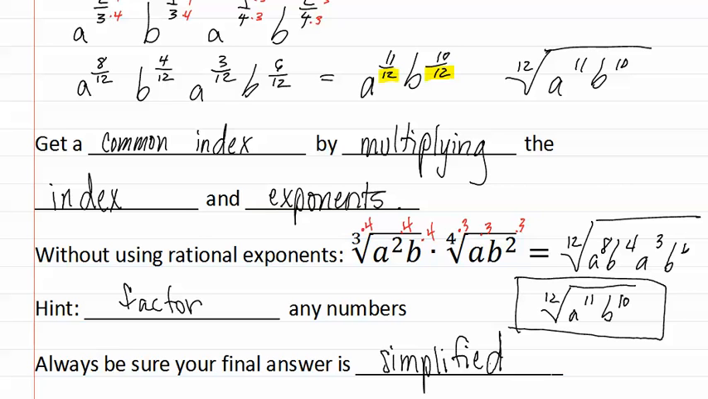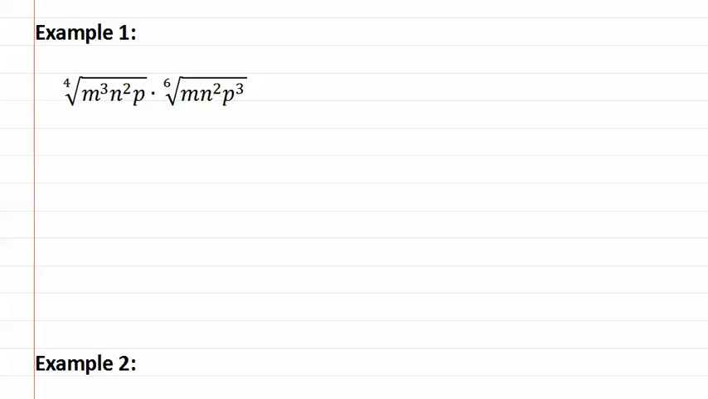Now let's look at example one. Here is example one. Let's start by picking the new index. The new index, remember, is essentially like finding a least common multiple between the two numbers. This means that it would be 12. So we would multiply the first one by 3 and the second one by 2. Make sure to multiply by each piece.